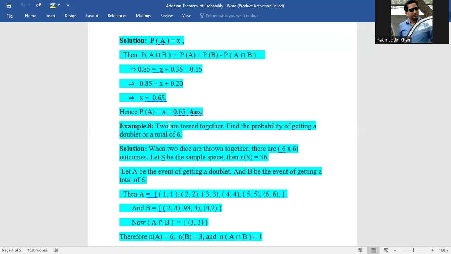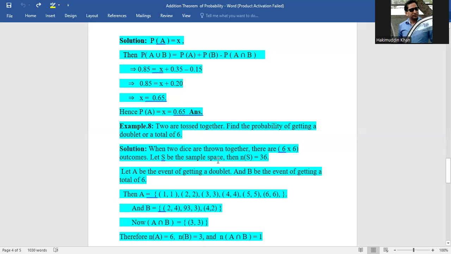आप डाई को थ्रोन कर रहे हैं तो फिर यहाँ पर डाई होगा, टॉस मतलब कॉइन नहीं होगा. वी आर टॉकिंग अबाउट डाई, तो रिप्लेस द वर्ड कॉइन हियर डाई. ओके, तो व्हेन टू डाइस आर थ्रोन टुगेदर देयर आर 6 by 6 outcomes.